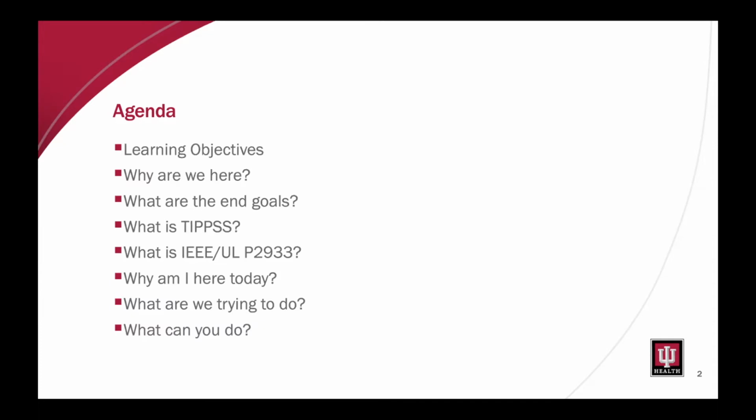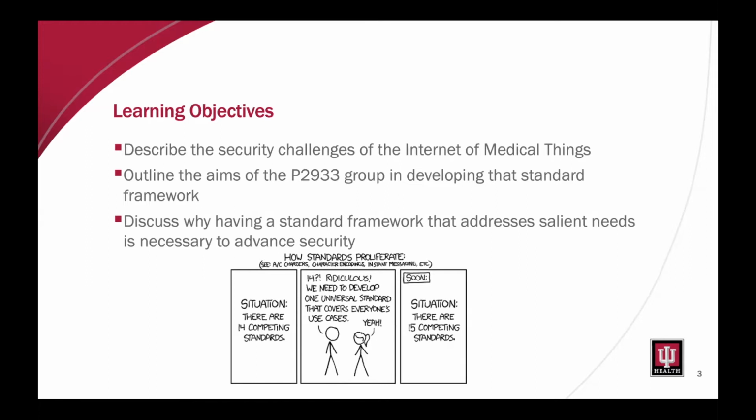So moving on to the next slide, we have three key learning objectives. Number one, we're going to be talking about the security challenges that we have with the Internet of Medical Things, and this is going to further outline the aims of the P2933 group that we have developed to develop that standard framework, and then discuss why having a standard framework that addresses these needs is necessary to advance security. And of course, at the bottom, you will see the obligatory XKCD standards cartoon, which is more applicable than not these days, especially with the number of standards out there and how it can be a confusing mess sometimes.